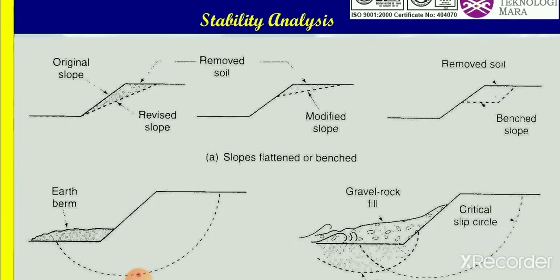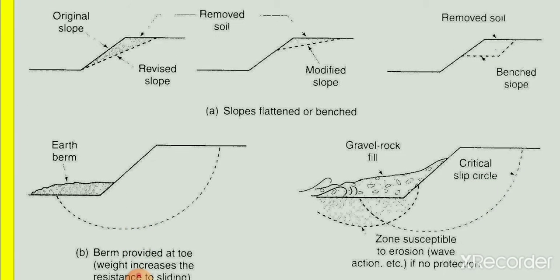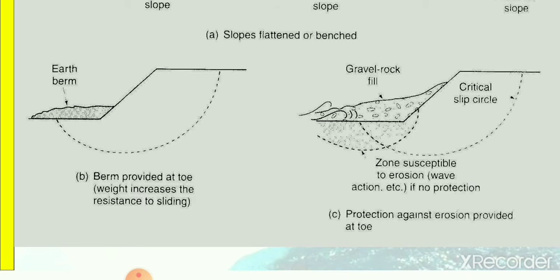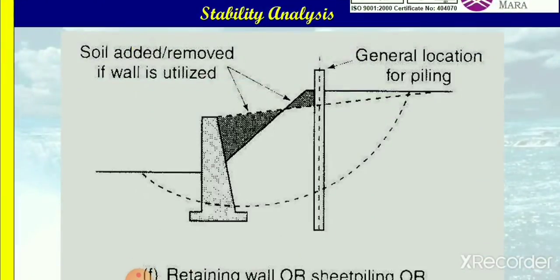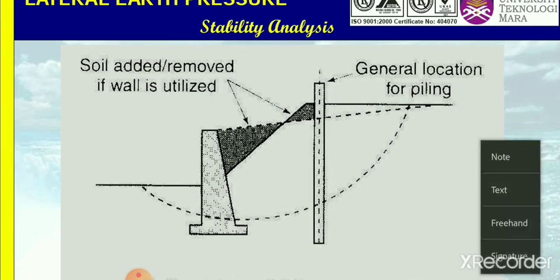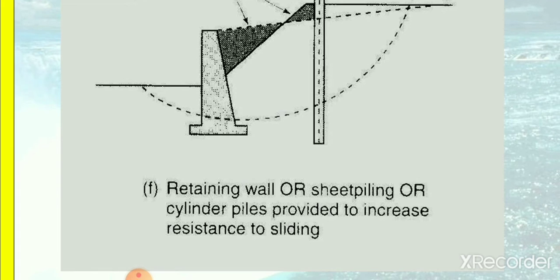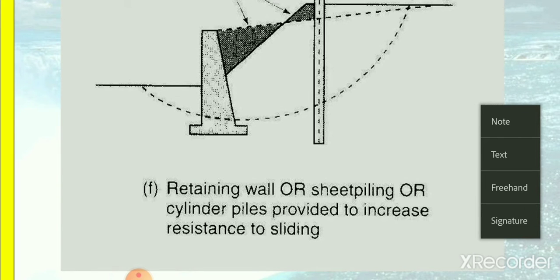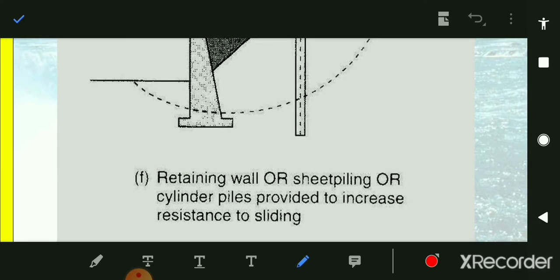Okay, this is the stability analysis: slope flattened or bench, original slope, reverse slope, remove soil, modified slope, remove soil, bench slope type, and soil added, remove retaining wall or sheet pile or cylinder pile. Increase.